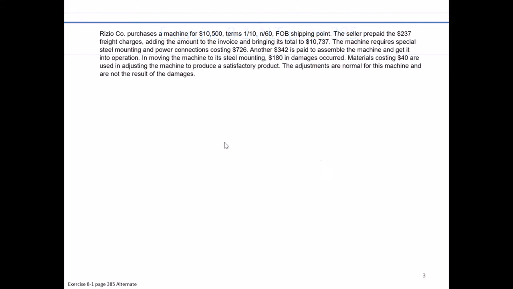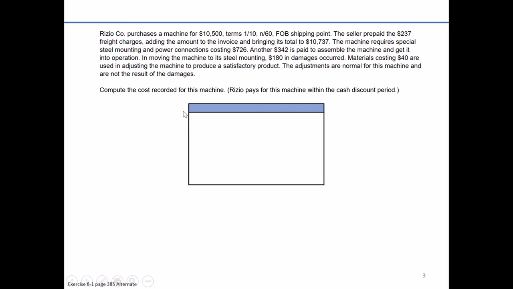In the alternate version of exercise 8-1, we're initially presented with information about Rizzio Company's purchase of a machine, and we're asked to calculate what's the total cost recorded for this machine. Or another way I could say this is what's the total amount capitalized for this machine. The term capitalized may seem scary. That just means simply what's the total amount recorded as an asset for this particular machine. So let's start to build on that information.